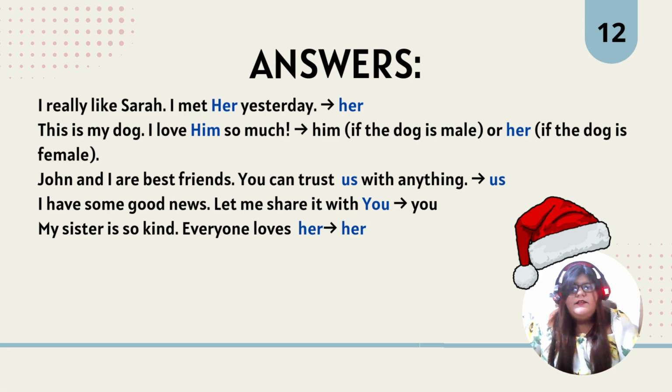John and I are best friends. You can trust us with anything. What's the object pronoun? Us. Why? Because I'm talking about me and someone else. That's us, right? Then we have, I have some good news. Let me share it with you. If you see here, to give sense to your sentence, I used the object pronoun you.